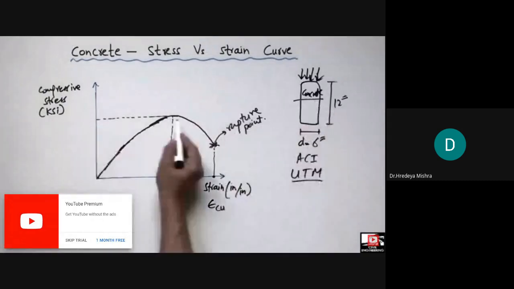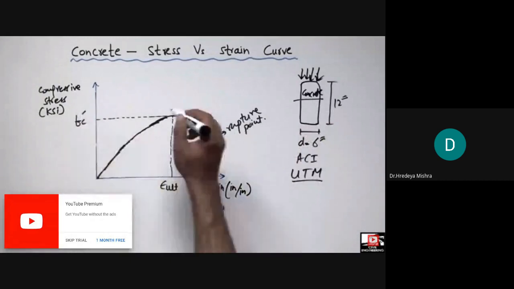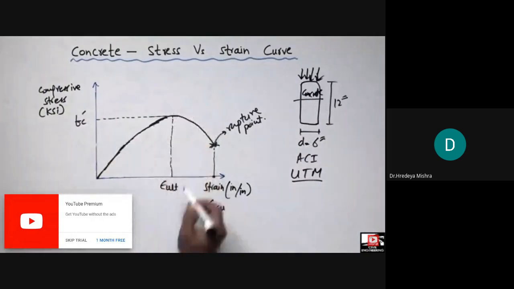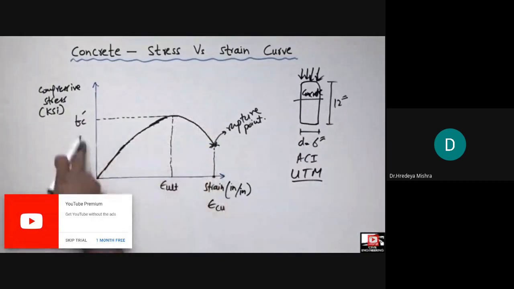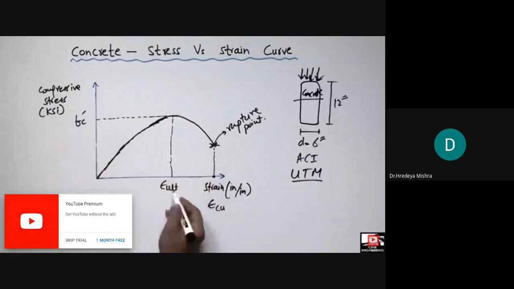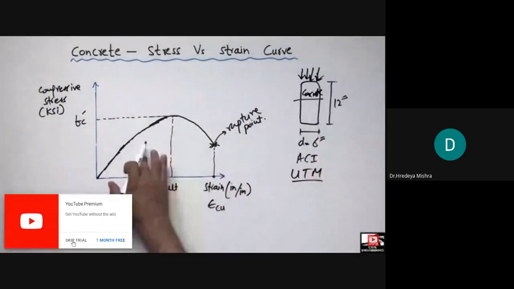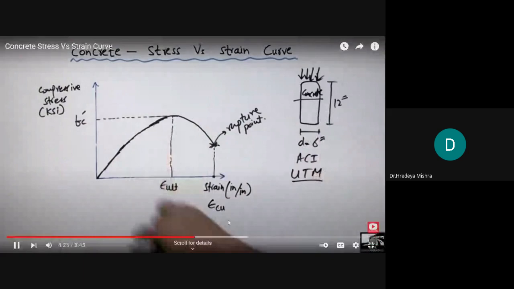On the vertical axis we have the compressive strength, and on the x-axis we have the ultimate strain for this concrete material. So this is for the one material. Let's suppose we have a higher strength. We now have a higher strength concrete.